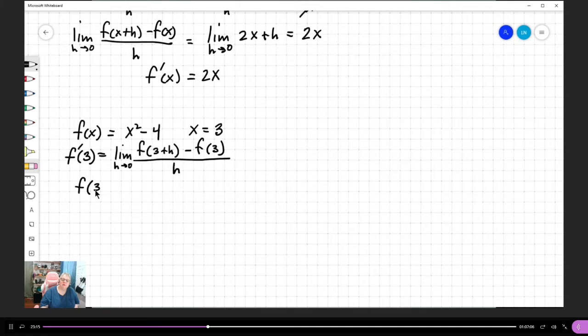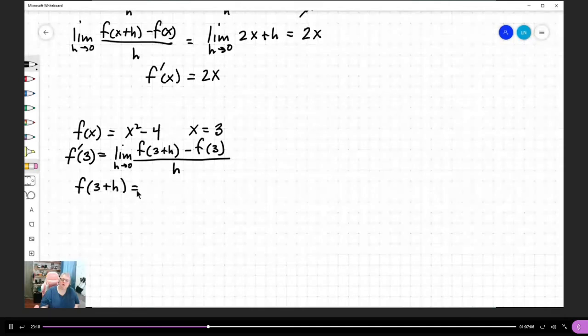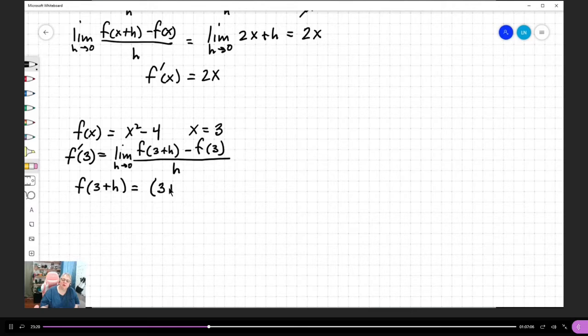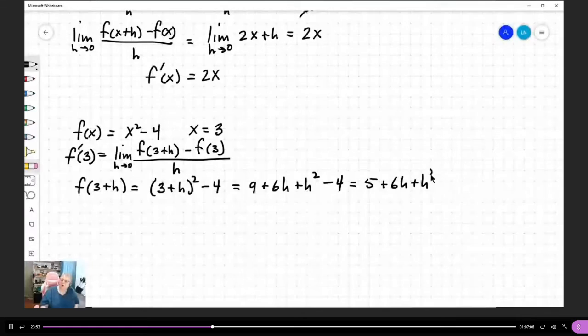F of 3 plus h, so that's going to be 3 plus h squared minus 4. When I multiply out 3 plus h squared, remember you're doing 3 plus h times 3 plus h. I'm going to get 9 plus 6h plus h squared minus 4. Then I can combine the 9 and the minus 4, and I get 5 plus 6h plus h squared.